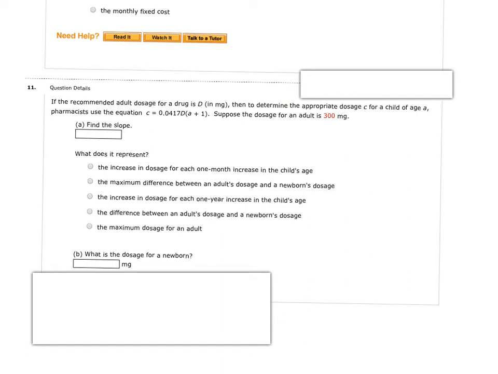All right, next up here, this problem says that the recommended adult dosage is D, then the child dosage is given by this formula. So for this one, they said the adult dosage was 300. I'm going to plug that in there for D, and so that is going to give me 300 times 0.0417. So it's going to be 12.51a plus 12.51. And so obviously 12.51 would be the slope.